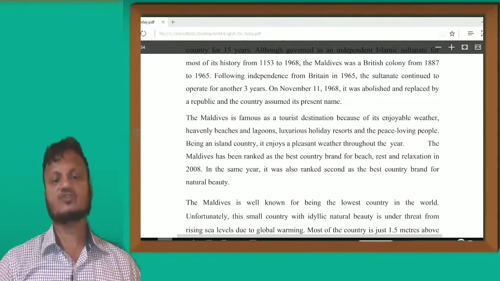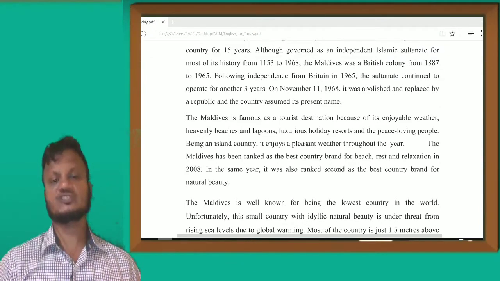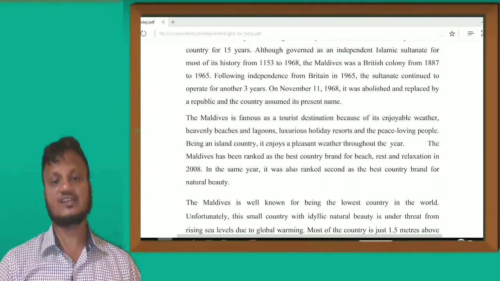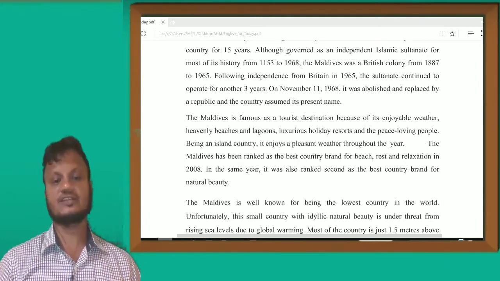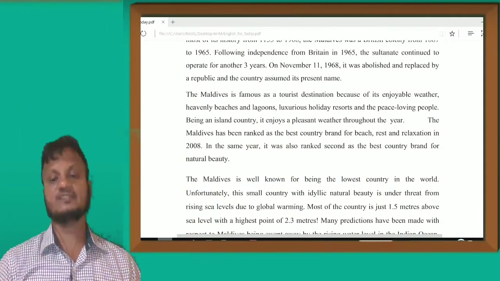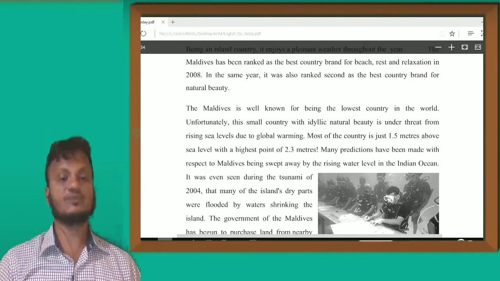The Maldives is famous as a tourist destination because of its enjoyable weather, heavenly beaches and lagoons, luxurious holiday resorts, and the beach-loving people. Being an island country, it enjoys a pleasant weather throughout the year. The Maldives has been ranked as the best country brand for beach, rest and relaxation in 2008. In the same year, it was also ranked second as the best country brand for natural beauties.